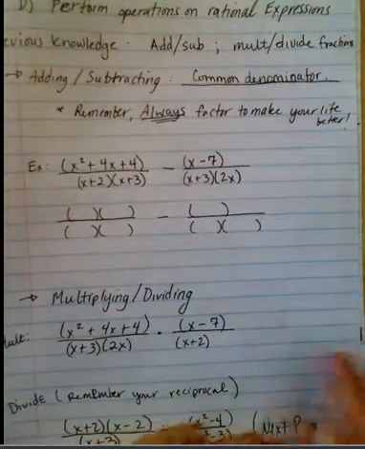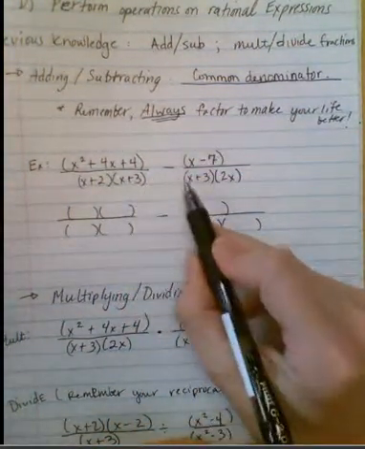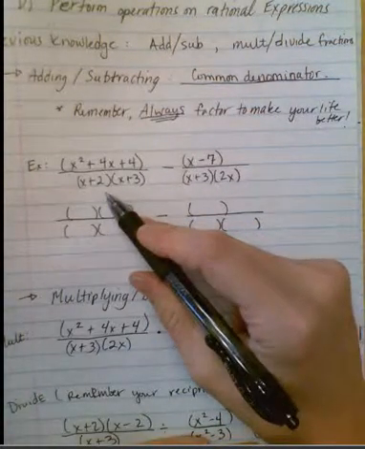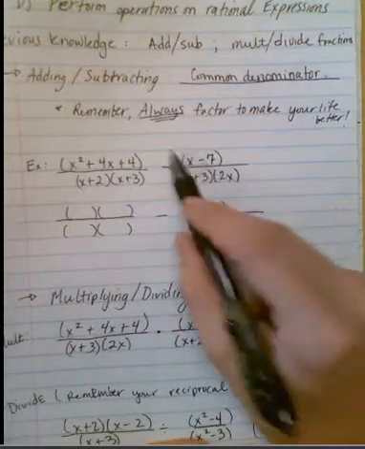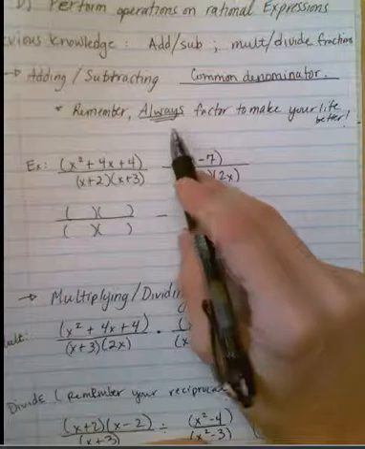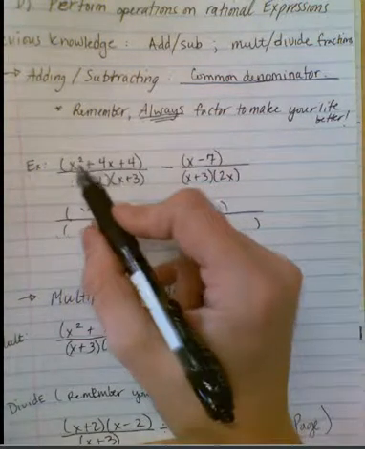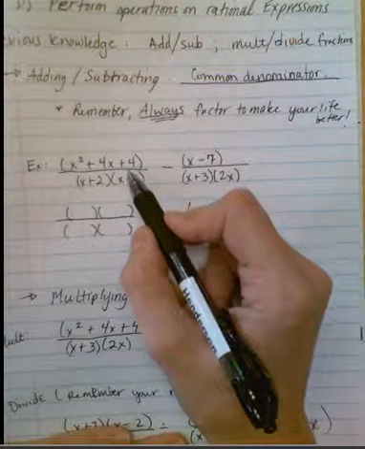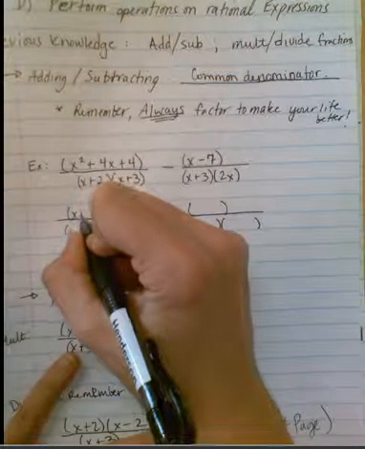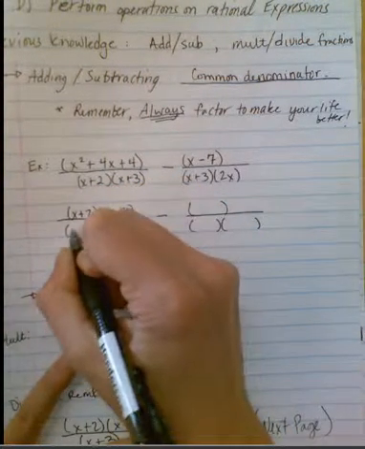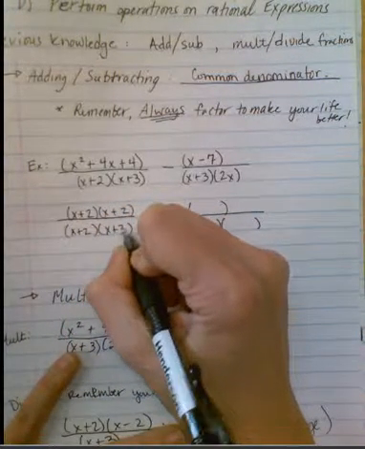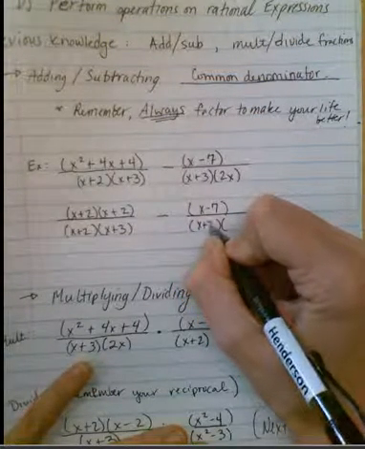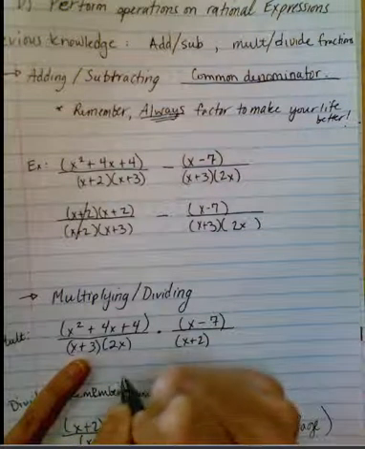So how do we do that with these? Our common denominator has to be a full polynomial in common, or the factored parts in common. You can always make your life easier if you factor before you start. So x squared plus 4x plus 4. Is that something special? Yes, it's a perfect square. So this is x plus 2 over x plus 2, x plus 3. And then there's nothing to break up here, so x minus 7, x plus 3, 2x. Those reduce.